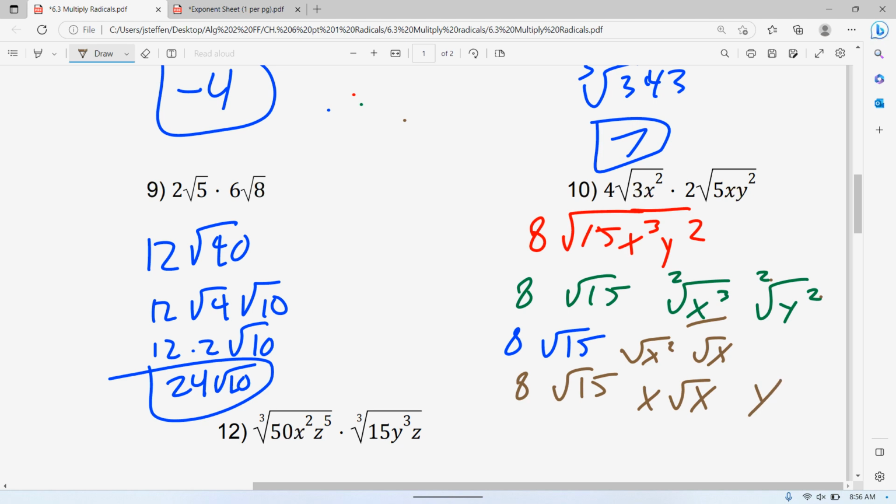So the very last part of this, again, same thing as before. Everything that's not inside of the radical, you put together. 8xy. Everything inside the radical is in the same radical, square root of 15x.